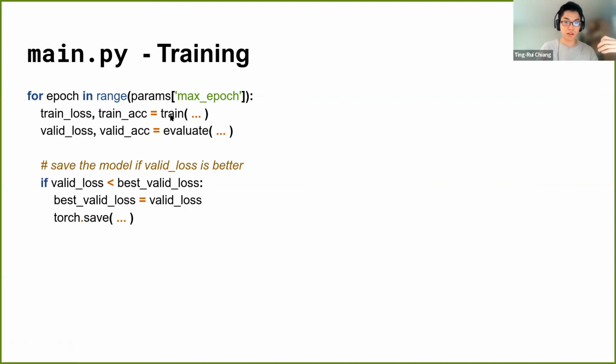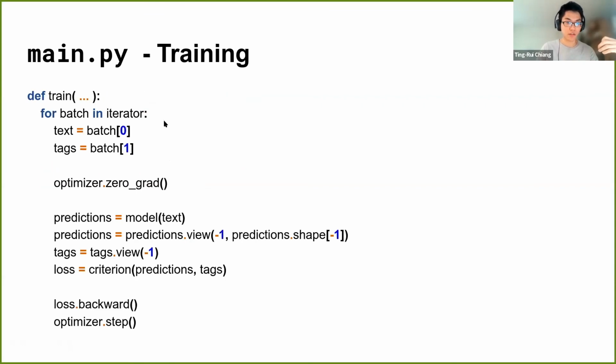As for what this train function does, it is also very simple. It just iterates through the train data loader, makes predictions over the text, and then computes a loss by comparing its predictions and the ground truth tags. Then it uses this loss to do backward propagation, and then calls the optimizer to update the parameters in the model. So it's basically what our code does.